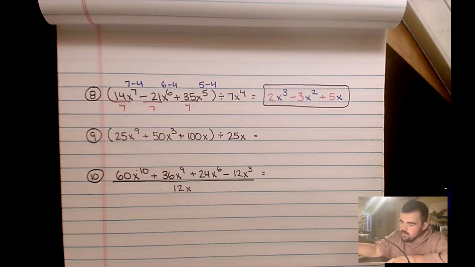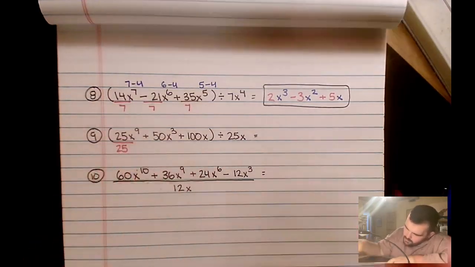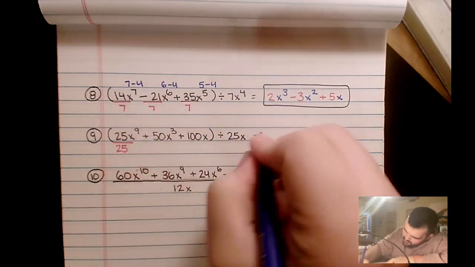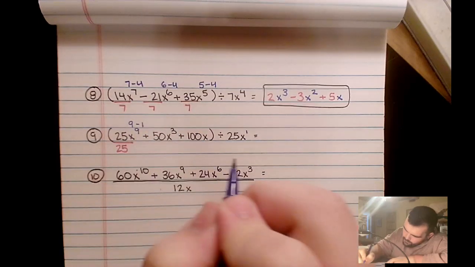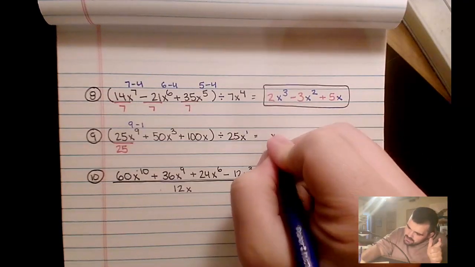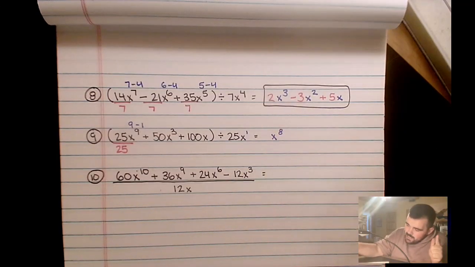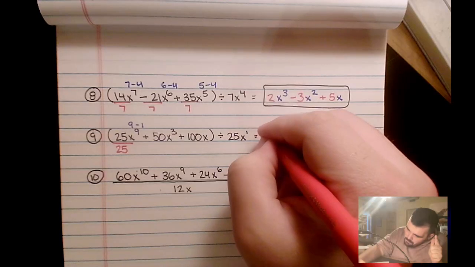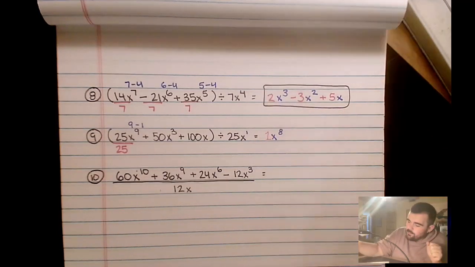Okay, number 9. 25 divided by 25 is 1. x to the 9th divided by x to the first power is going to be x to the 8th power. So, we've got a couple of options here. You can write 1x to the 8th power, but on a multiple choice assignment, you're just going to see x to the 8th power, not 1x to the 8th power. If you put the 1 there, you're not wrong. It's just not really necessary to be there.